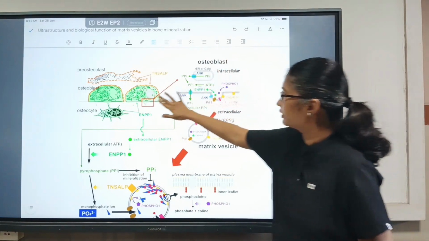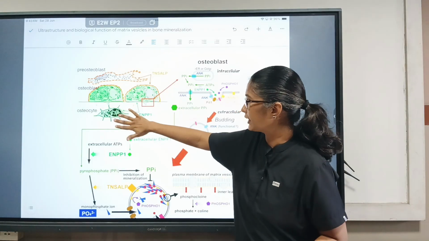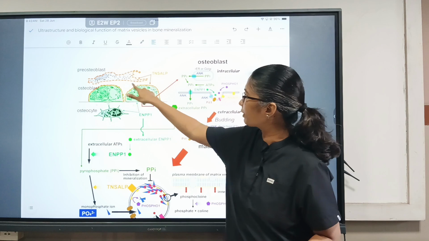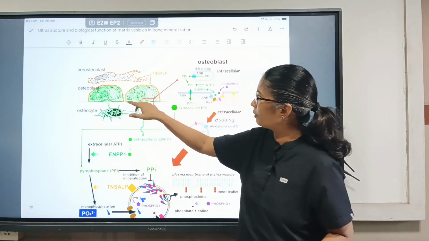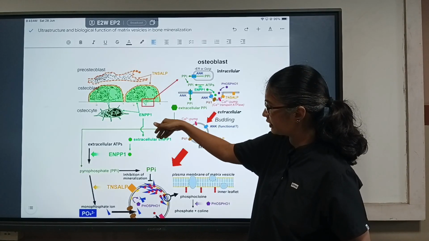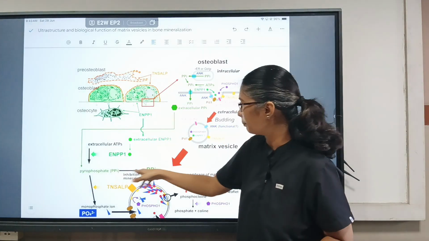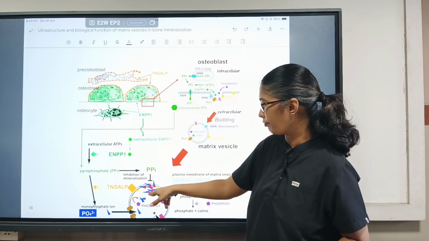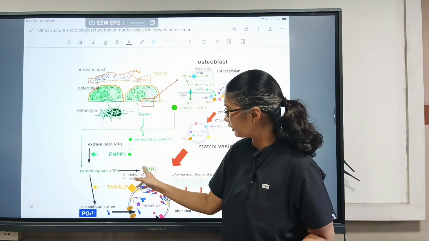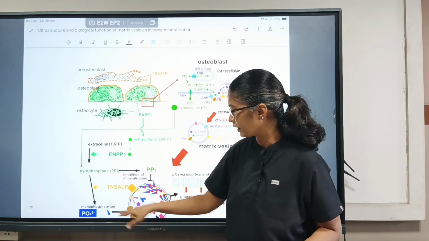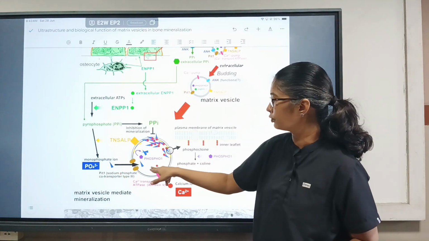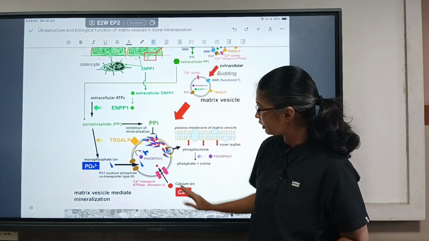So this is the osteoblast, and the osteocytes are inside the osteoid, which is getting deposited. TNSALP is present on the outer membrane of the pre-osteoblast and the osteoblast. And the ENPP, which is present here, comes to the extracellular space and forms the PPi. PPi is the inhibitor of mineralization, which means it inhibits the matrix vesicle. This PPi is converted into phosphate monomers by the alkaline phosphatase, which helps in mineralization. This phosphate enters through the PiT1 channel, and the calcium transporter transfers the calcium.